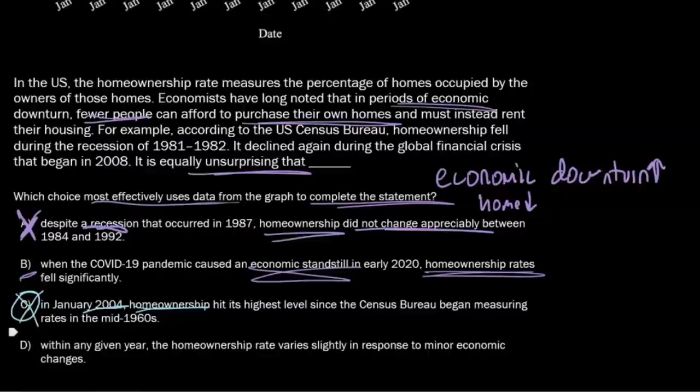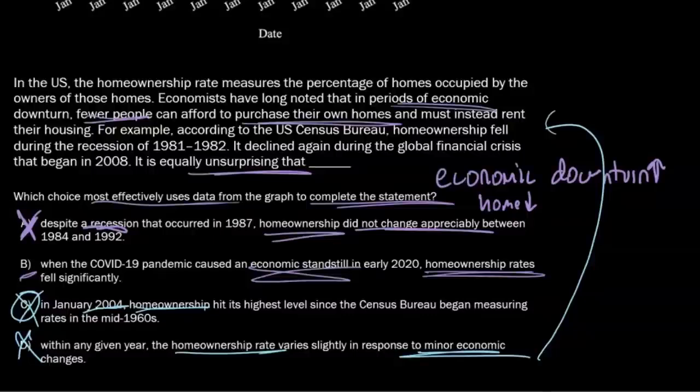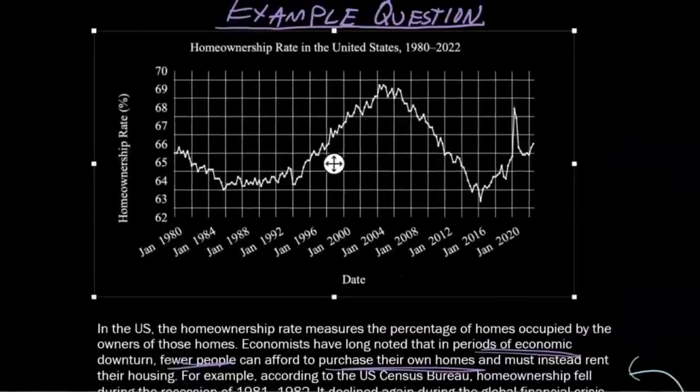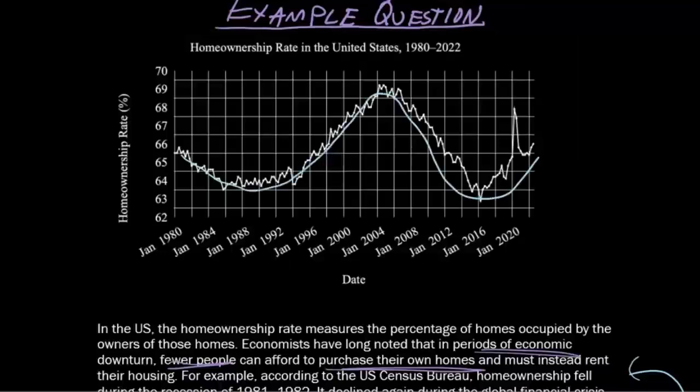Now, D: within any given year, the homeownership rate varies slightly in response to minor economic changes. Again, that doesn't really relate. It makes sense, but it doesn't fit with this cycle here. What they're trying to show you is that there's a cycle, that when there's a downturn, people will not be able to afford their houses. And we see in the graph that when there's a downturn, people cannot afford their houses.